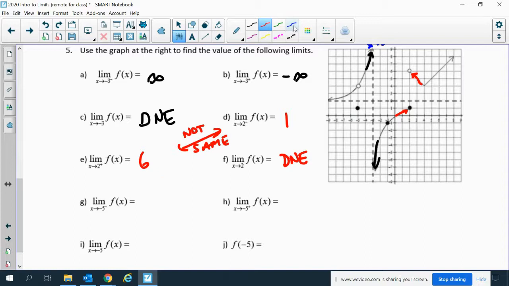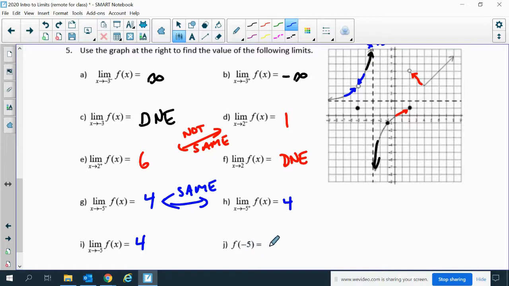Limit as x approaches -5 from the left. So from the left means like this. That's 4. Limit as x approaches -5 from the right. That's 4. Limit as x approaches -5. Since these two things are the same, I can say that's 4.